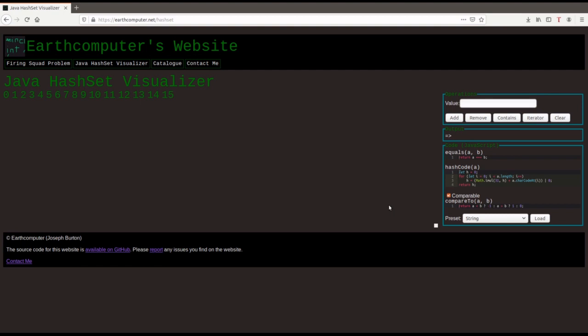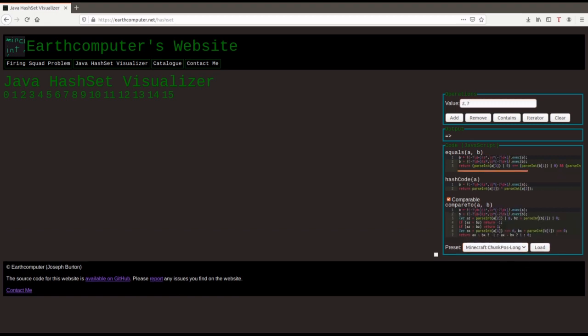Let's have a quick reminder on what order stuff comes out of a hash set. So to do that, we're going to go onto this visualizer here, and we're going to change the preset to Minecraft chunk pos long, which happens to be the same kind of thing as we are doing here, or the same hash functions we're using here. And we're just going to add some chunk positions to the hash set to experiment. Just add a 2, 7. 2 XOR 7 is 5, for you to work it out. And the x-hash is 5, and so it goes into bucket 5.